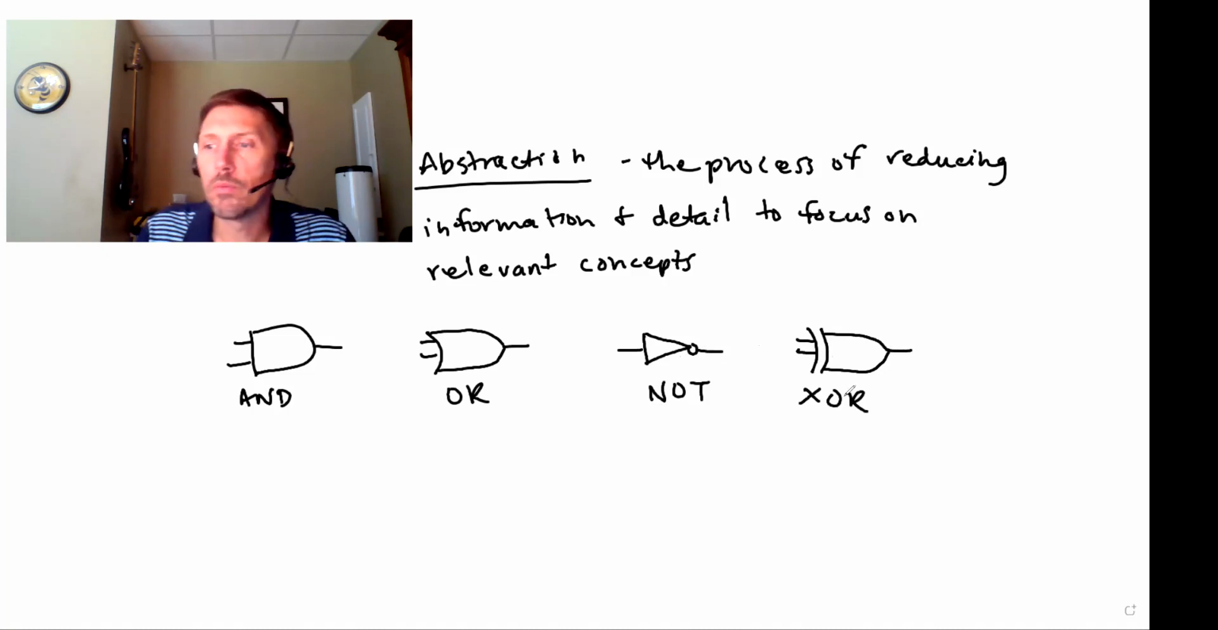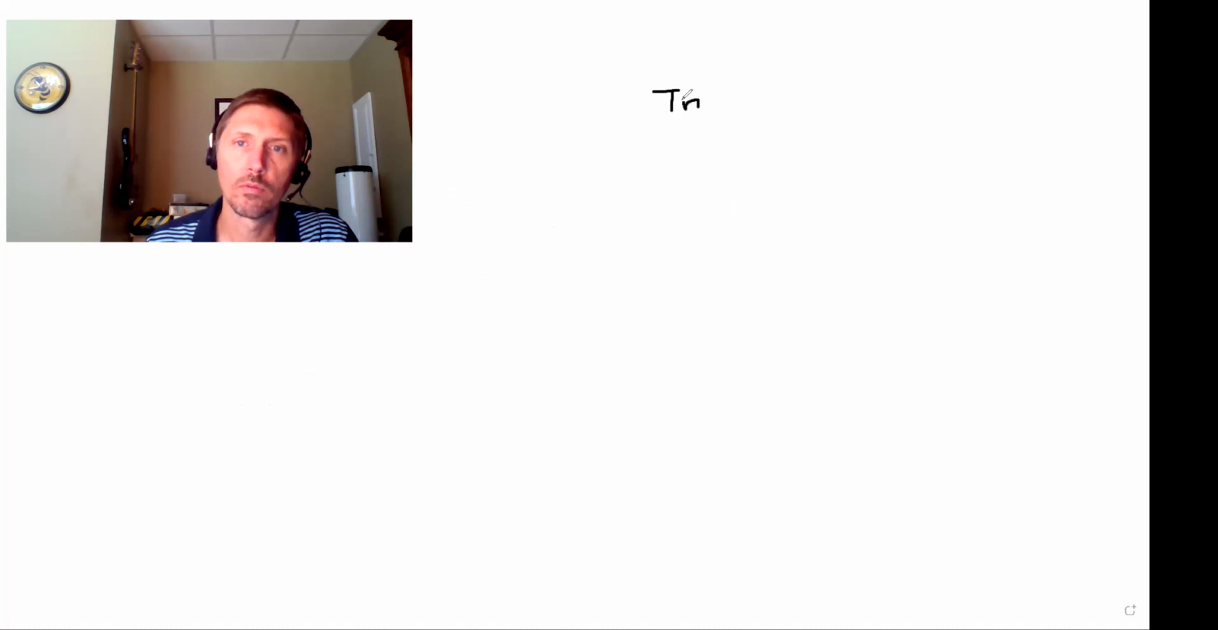We're going to do some problems where I give you a diagram that includes these logic gates, these AND, OR, NOT, and XOR gates, and then have you write down what we call a truth table based on that particular drawing. So let's do an example of that. So these are truth tables.